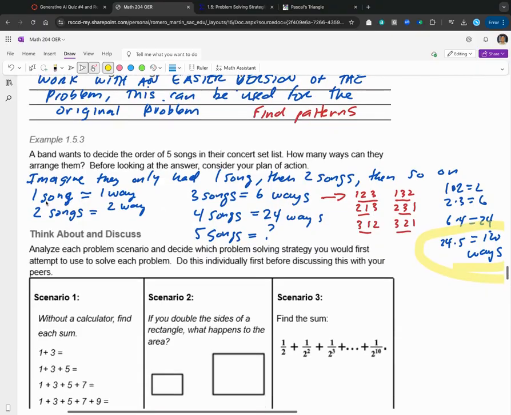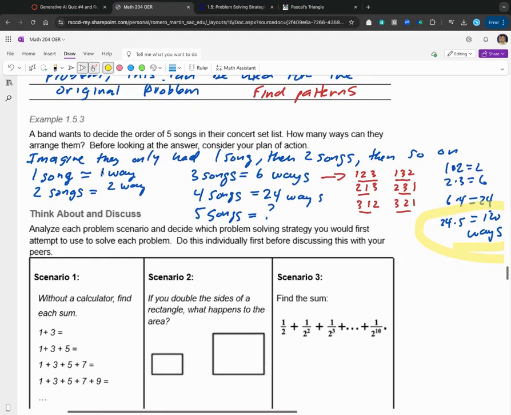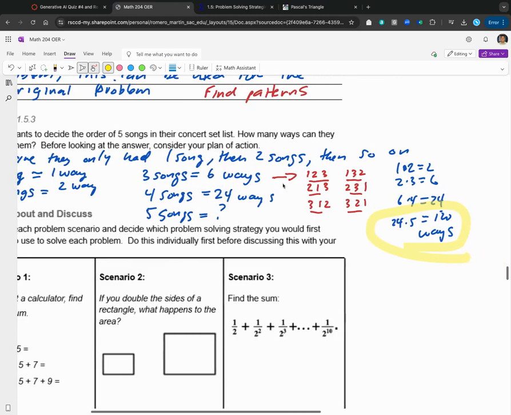What do I mean by that? Imagine that you only had one song, one way. Two songs, there'd be two ways. If they had three songs, there would be six ways. Four songs, 24 ways. Now, the three songs makes a little bit of sense. You could see I have a list here: 1, 2, 3, 1, 3, 2, right? You get 6 different ways.